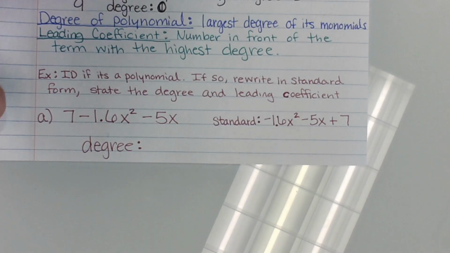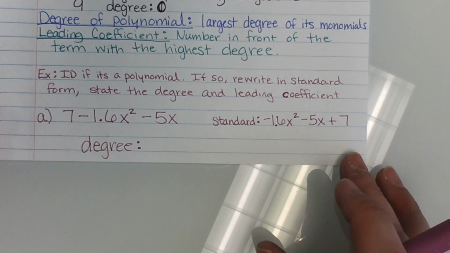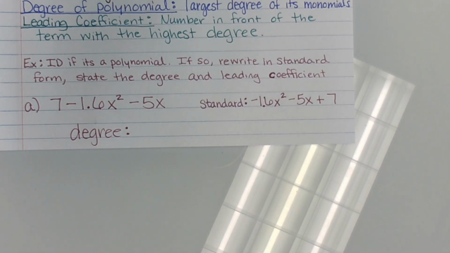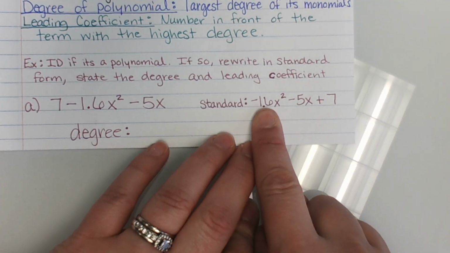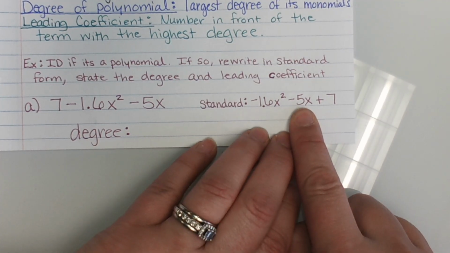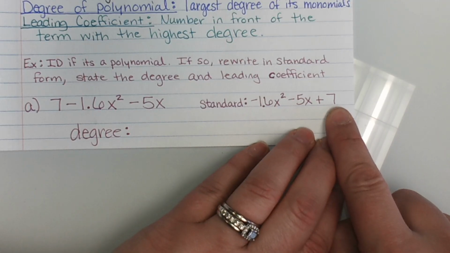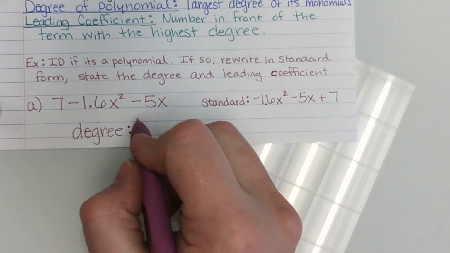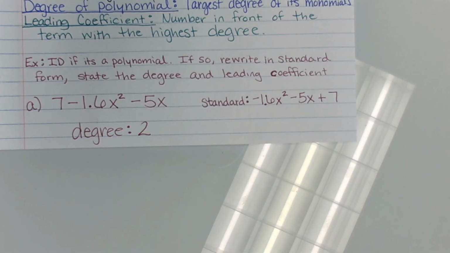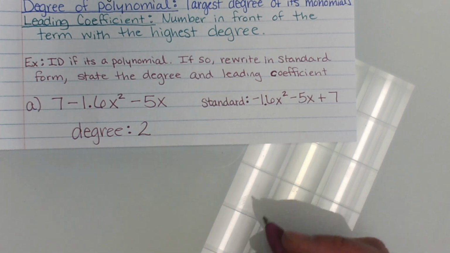What's the degree? Look at individual terms. What's the degree of this term? 2. What's the degree of this term? 1. What's the degree of this term? 0. Which number is the biggest, 2, 1, or 0? 2. That's the degree of the polynomial. You look at individual terms, find out their degrees, and you state whichever one's the highest. That is the degree of the overall polynomial. It's of degree 2.